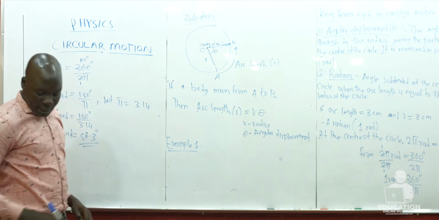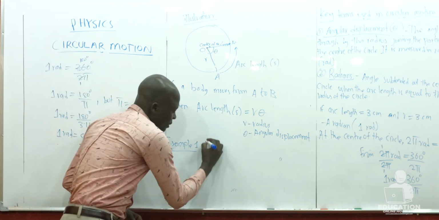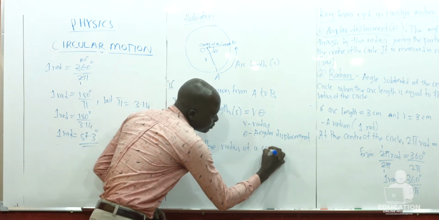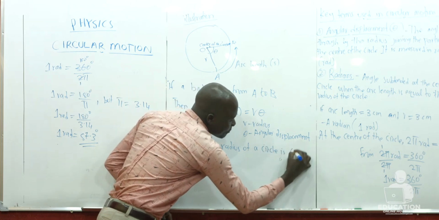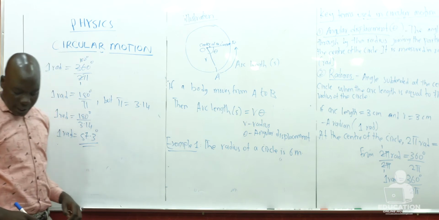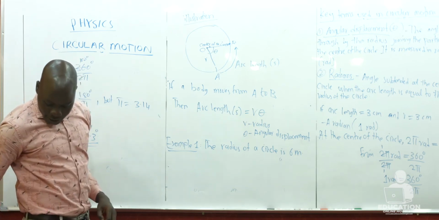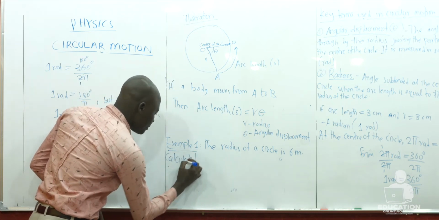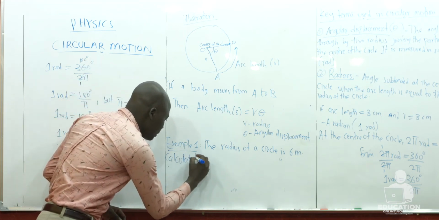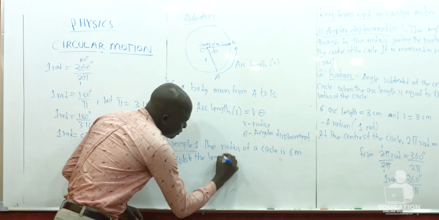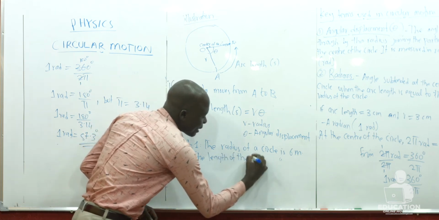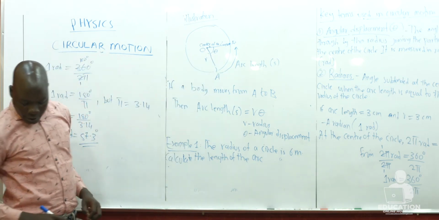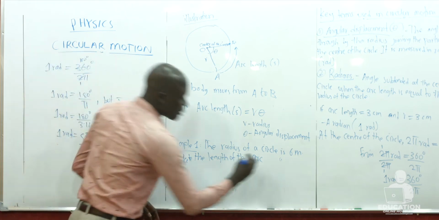Example 1, which says the radius of a circle is 6 meters. Calculate the length of the arc. The length of the arc means the distance along the circular path. Calculate the length of the arc of the circle.